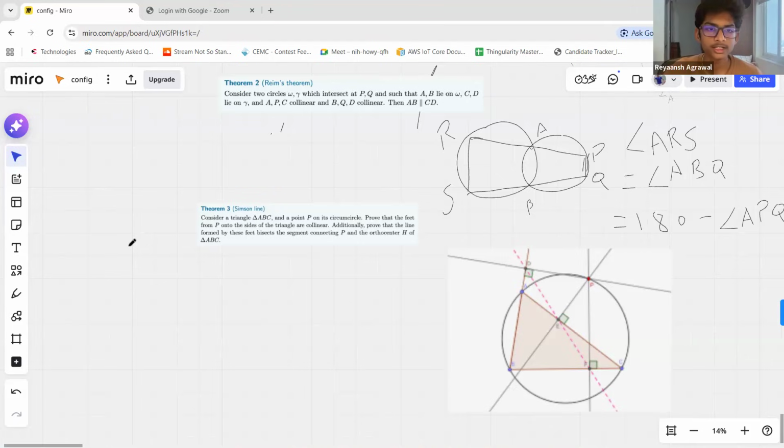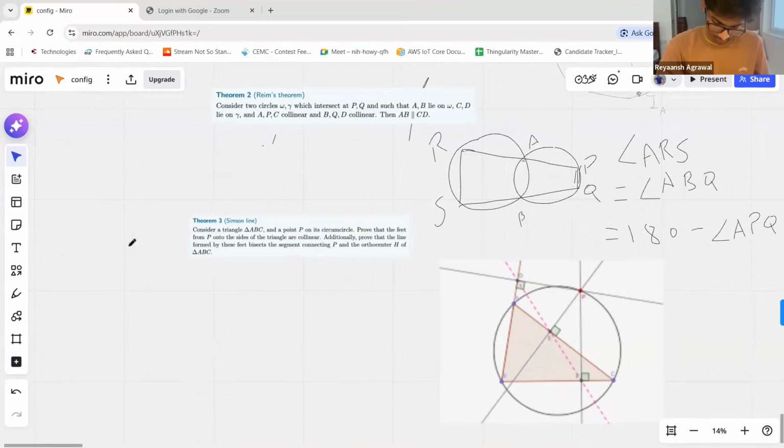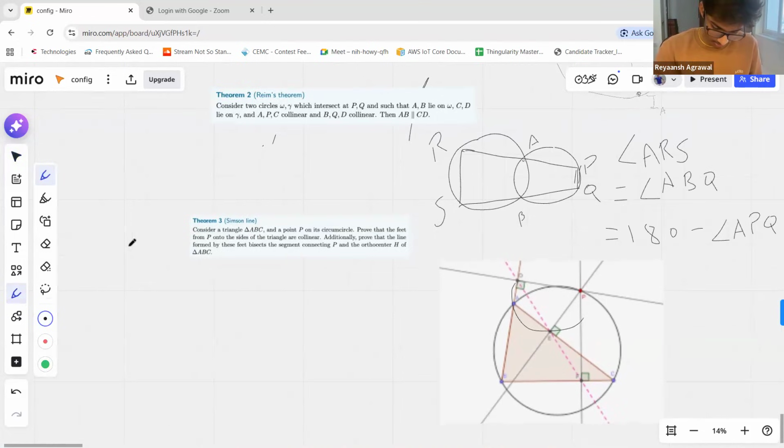Does anyone have any idea? Yes, there are a lot of cyclic quadrilaterals here. ADPE is one, and so is PEFC. ADPE is cyclic. You say why is that? There are two 90 degree angles oppositely located. Okay, and PEFC is cyclic similarly.